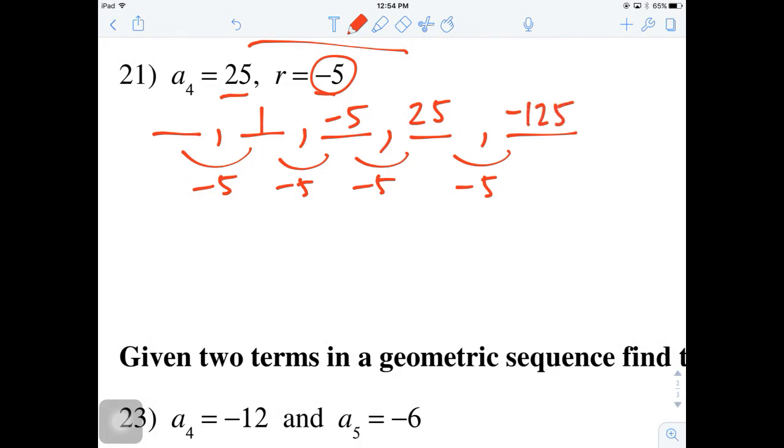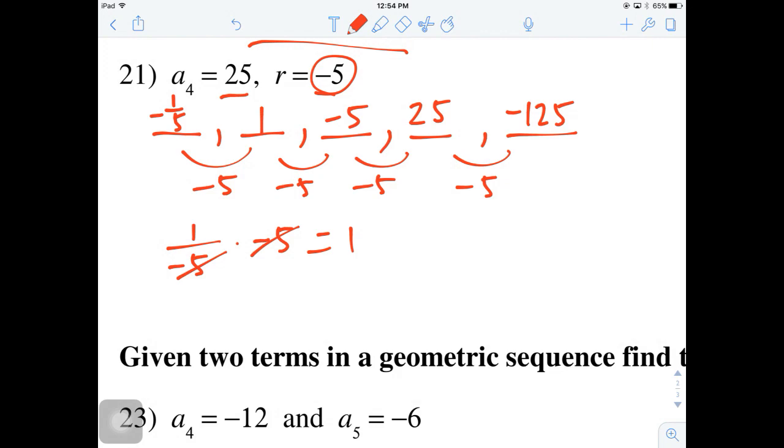The tricky one is going to be the one that's less than the 1. So what number times negative 5 gives you 1? The easier way is to take 1 divided by negative 5. And so I already have the answer right away. It's negative 1/5. So if you take negative 1/5 and multiply by negative 5, you will have 1 as the answer. So that is the complete list for the first 5 terms.